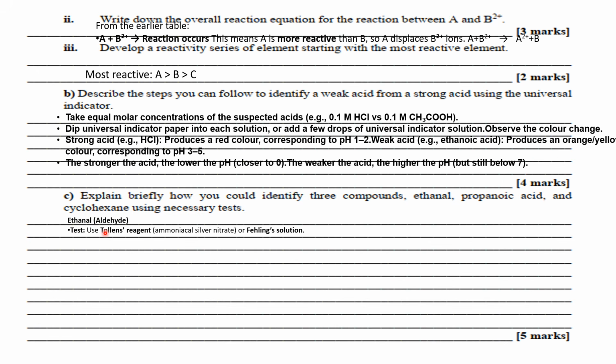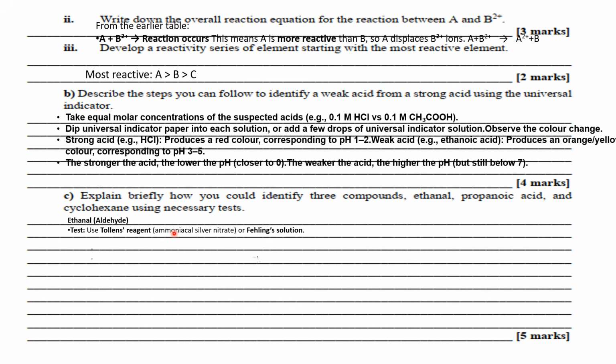The test you would carry out is to use what is called Tollens reagent. Tollens is also known as ammoniacal silver nitrate. But alternatively, you can also use Fehling's solution. There are two reagents you can use. It's up to you. You can use Tollens or you can use Fehling's.